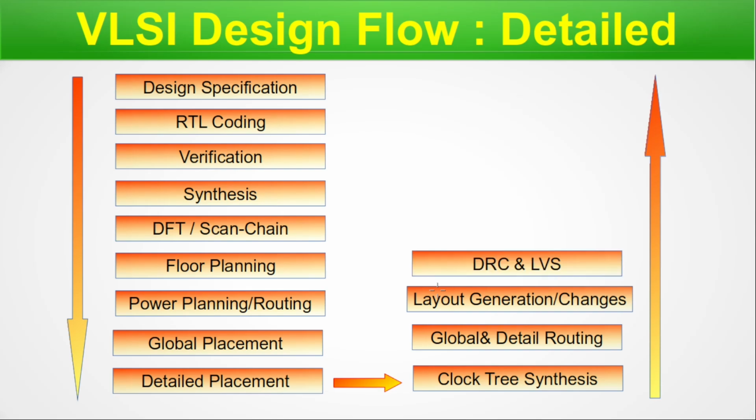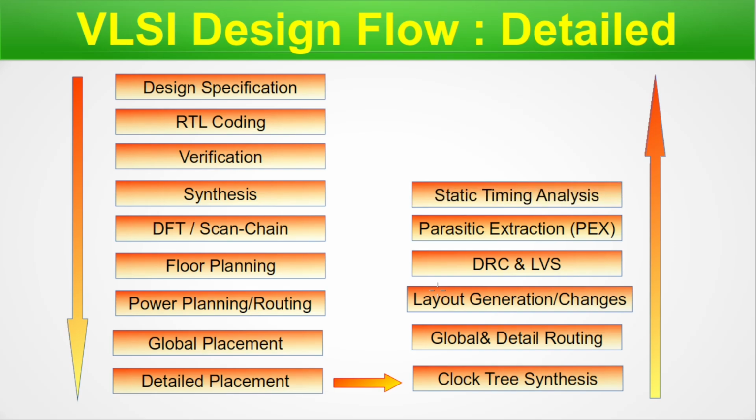Now here is DRC and LVS. Next we have the parasitic extraction. These come under the physical verification part. Then we have the static timing analysis. There is also another static timing analysis happening at the pre-layout stage. We have not shown it here, but it is there. But mostly, this static timing analysis will take the parasitic netlist and take the actual effect of the parasitics. We have a detailed series, a marathon on static timing analysis. In case you want to watch it, you can go ahead.